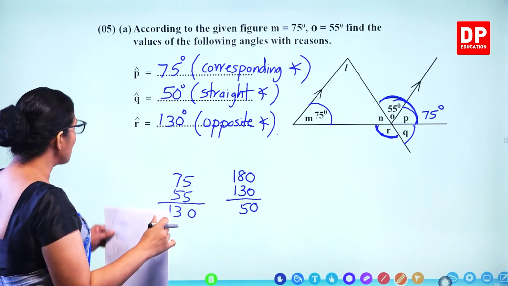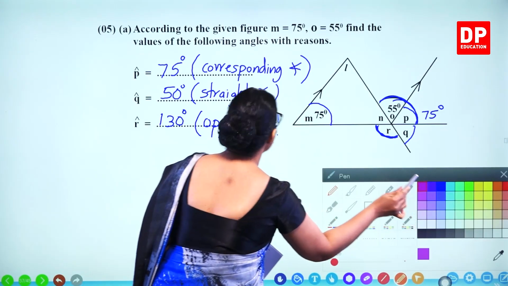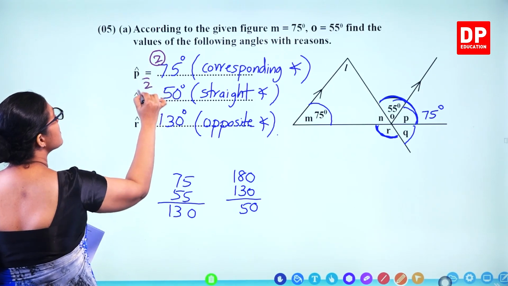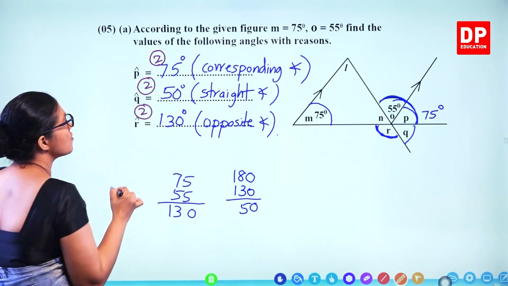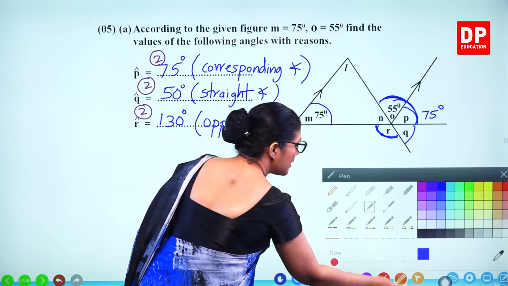So how many marks for these three? You get 2 each. So 2 marks for 75, 2 marks and 2 marks. So 6 marks altogether. We'll take the next part.